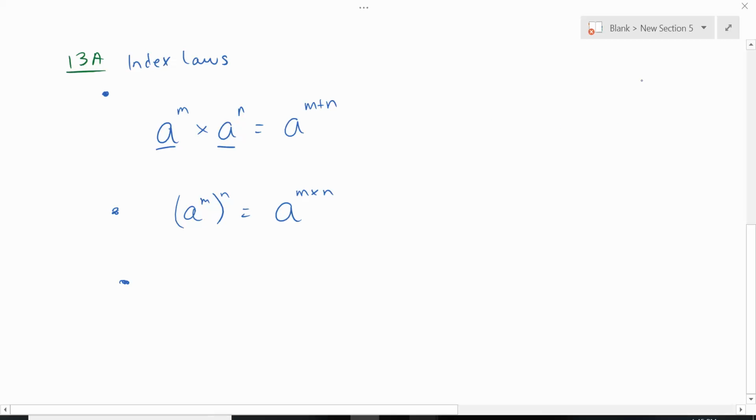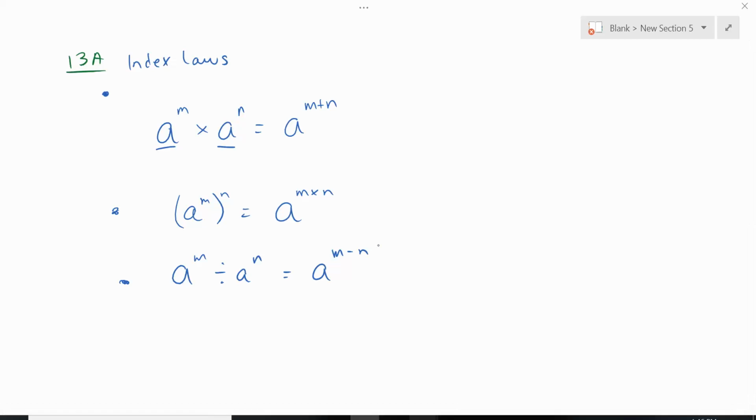What's the opposite of timesing? If you have a to the power of m times a to the power of n, you add the powers; when dividing, you subtract them. So if you have a to the power of m divided by a to the power of n, you subtract the powers. So we've got add the powers, times the powers, subtract the powers.